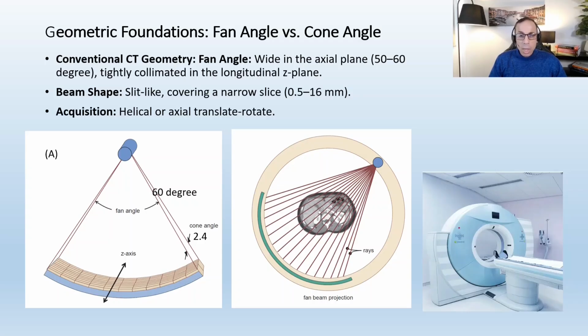Figure A shows a more accurate depiction of the modern multi-slice CT scanner, where the fan angle defines the fan beam geometry, but there is a non-negligible X-ray beam divergence in the orthogonal direction. For typical 62 detector array CT scanners, the fan angle is approximately 60 degrees, while the cone angle is about 2.4 degrees.